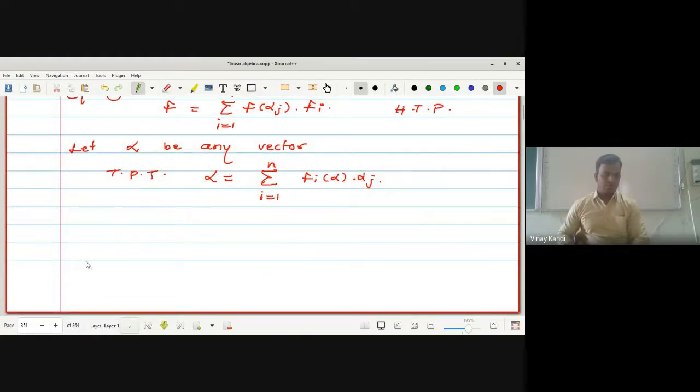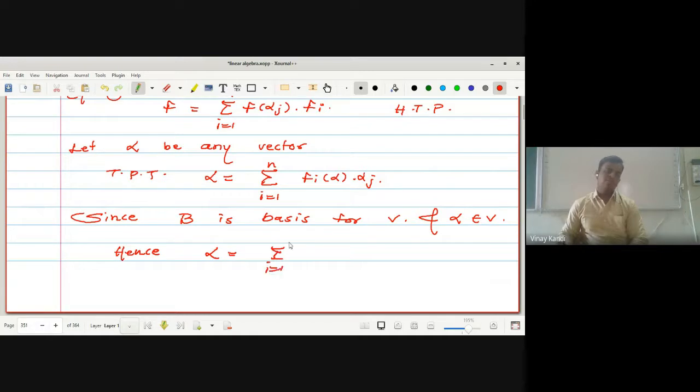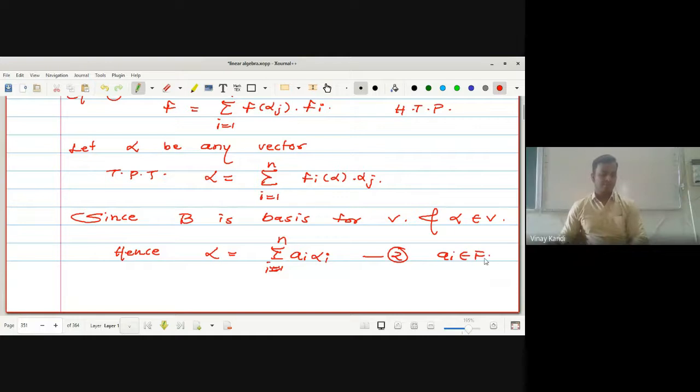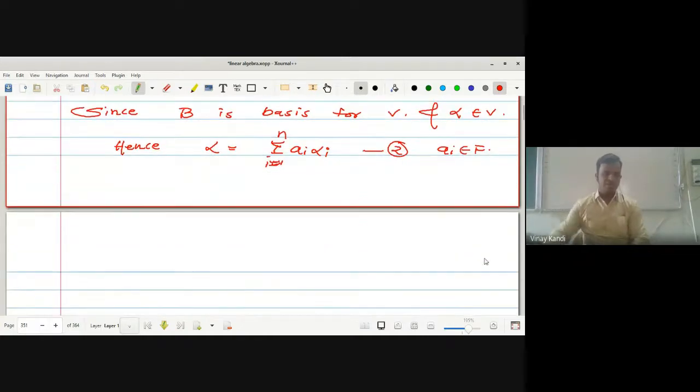Now, since B is a basis for V, vector space V, and alpha is any vector belonging to V, by the definition of basis we get alpha is equal to summation i running from 1 to n, ai alpha i. Correct? Is it correct? Yes, sir. ai belongs to capital F, the field F.